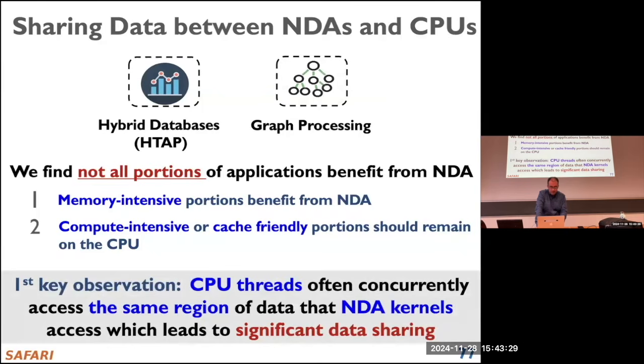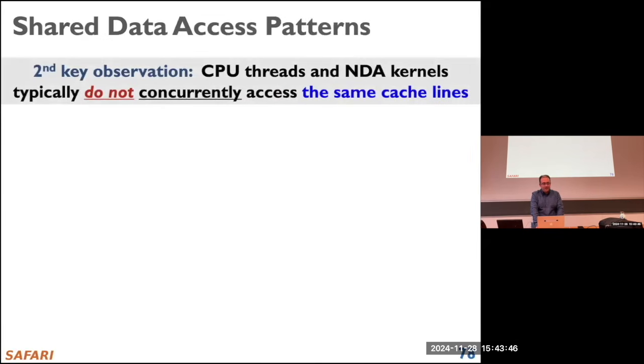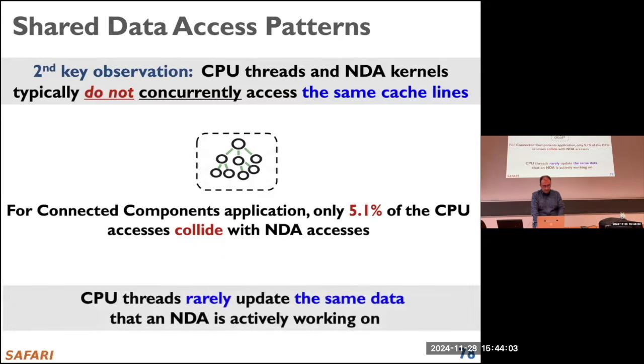So the first key observation is that CPU threads often concurrently access the same region of data that NDA kernels access, which leads to significant data sharing, which is not good news, essentially, meaning that it's important to make them coherent. But the second observation makes things interesting: CPU threads and NDA kernels typically do not concurrently access the same cache lines, which is good. And then we actually benefit from this second key observation. So this is also the report from this graph application, connected components.